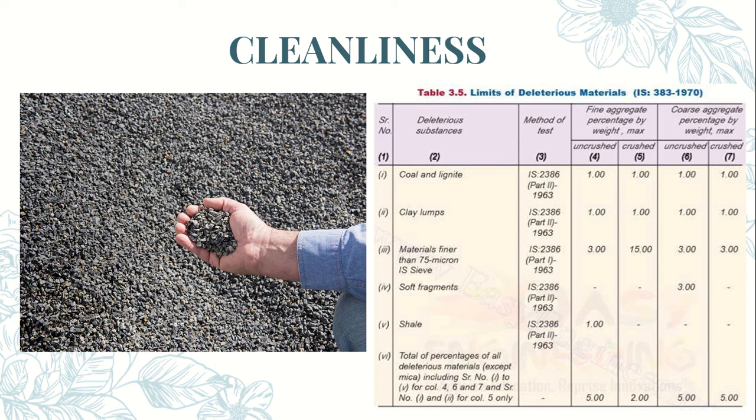So a limitation on the quantity of such impurities is shown in table 3.5, you can see, which is from IS 383:1970. It tells what the deleterious substances are which could be in aggregate and what is the maximum percentage they can be.